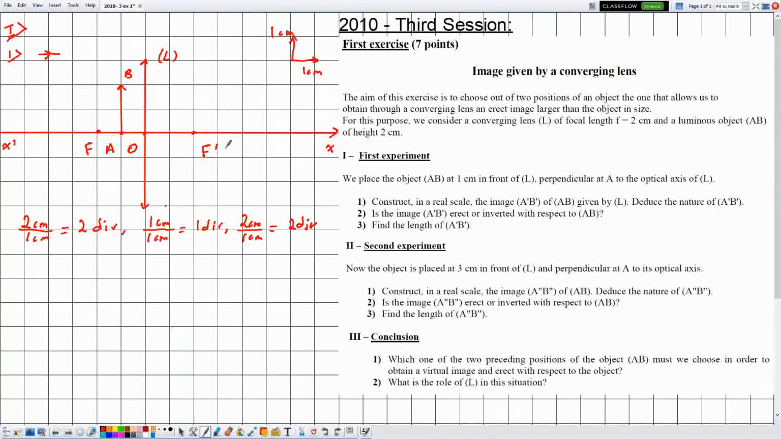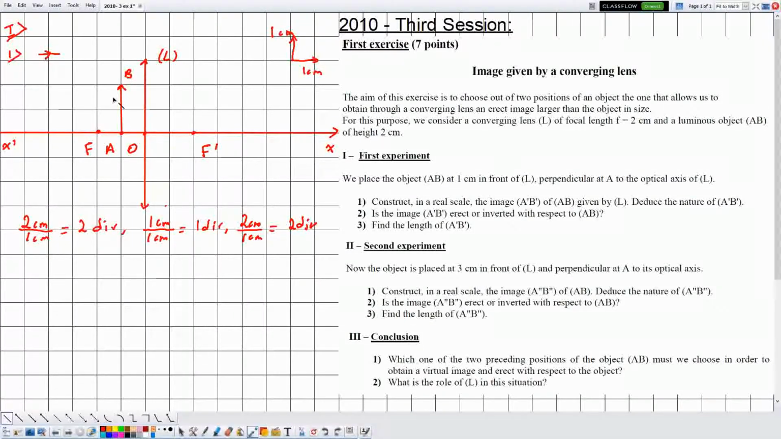Now what we have done so far is constructing the optical system and placing the object AB. Now we need to construct the image A prime B prime. And I repeat, the word construct means that we need to trace and justify at the same time. So in order to trace the image A prime B prime, we need to consider two rays issued from B. The first one that we will consider is parallel to the optical axis. We know that this ray will emerge passing through the image focus.